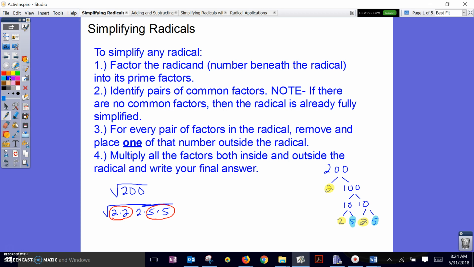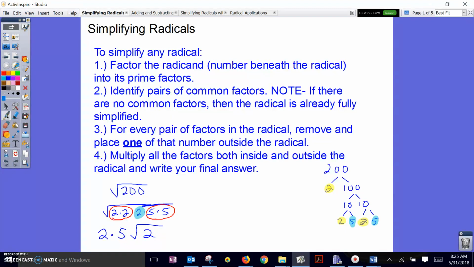Our next step, for every pair of factors in the radical, we're going to remove and place one of that number outside the radical. Since we have this first pair of 2's, we're going to bring a 2 outside the radical. And since we have a pair of 5's, we're going to bring a 5 out in front of the radical. Whatever doesn't have a partner, we're going to leave inside the radical. So since we have this 2 right here without a partner, we're going to leave a 2 inside of the radical.